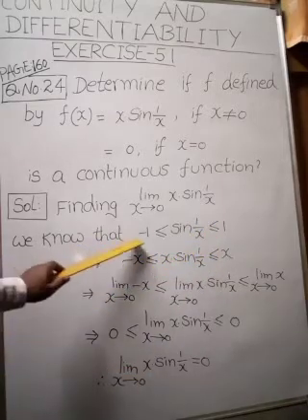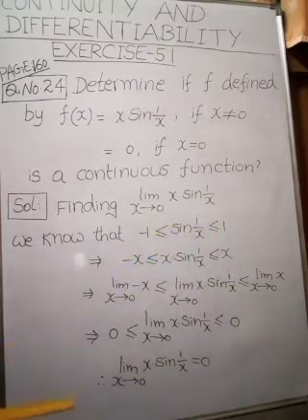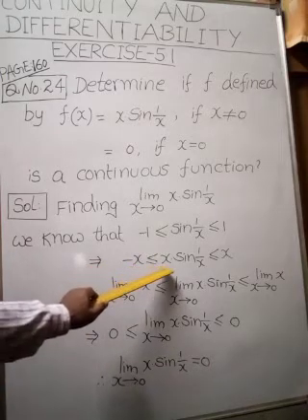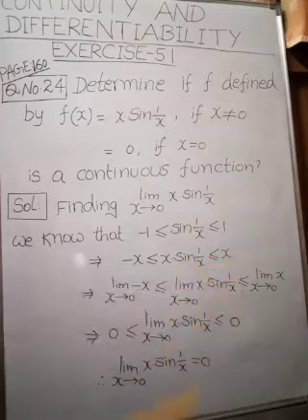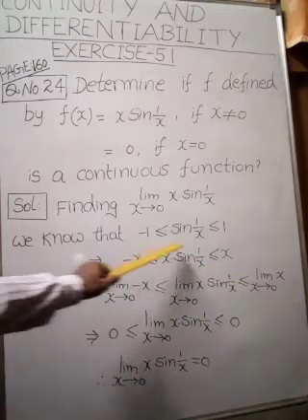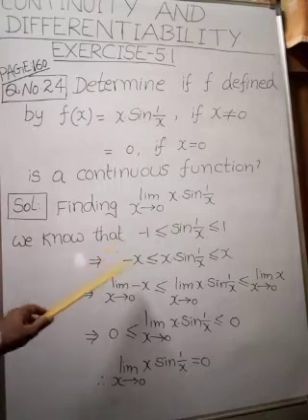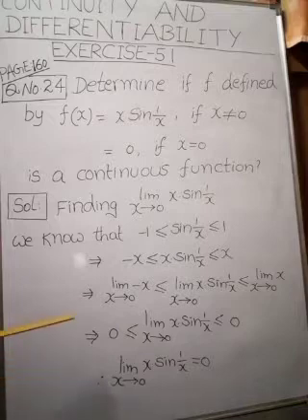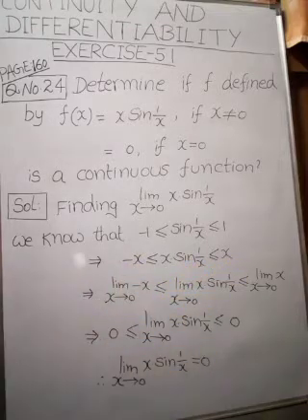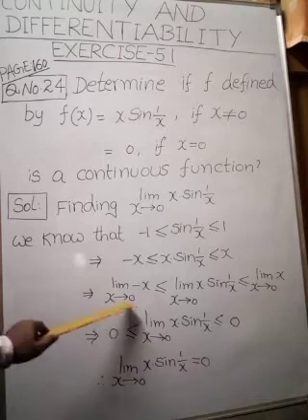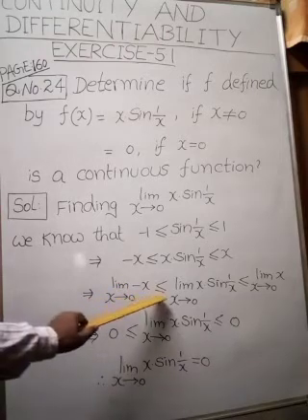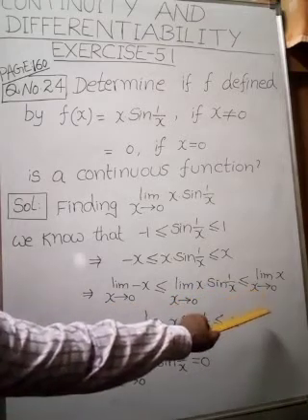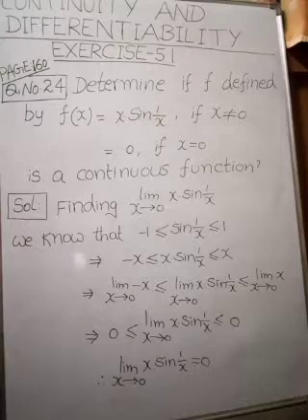Right. Now I am multiplying this inequation throughout by x. So it implies we get minus x less than or equal to x into sin 1 by x less than or equal to x. I multiplied every term on every side. Understood this step, my dear children? Now I am applying the limit x tends to 0. So this implies as x tends to 0, limit minus x is less than or equal to as x tends to 0, limit x into sin 1 by x, less than or equal to as x tends to 0, limit x.